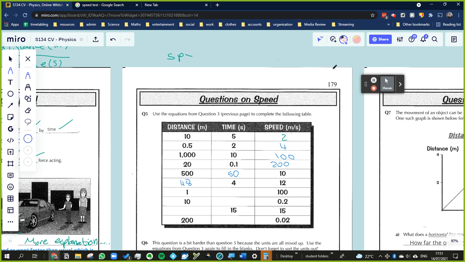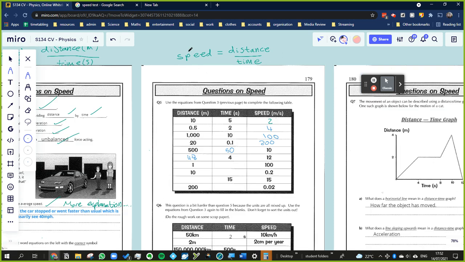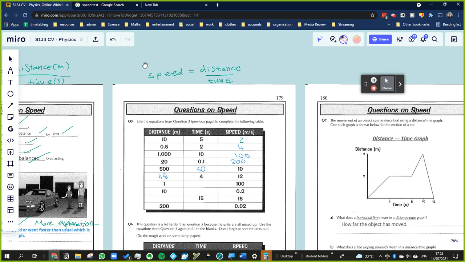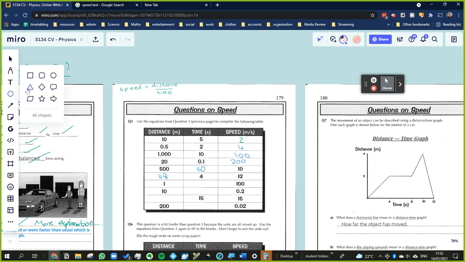Let me pause it and then write it out. Right, so that's the equation that we know, and what we need to be able to do is work out how we can rearrange that. Let's make it a little bit smaller to start off with, and we're going to use formula triangles. So I'll just grab a triangle.